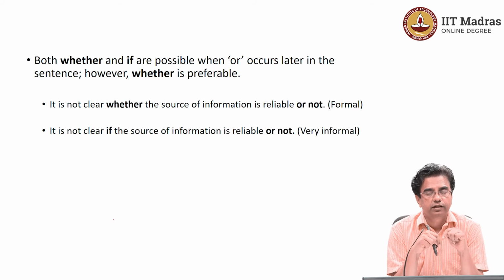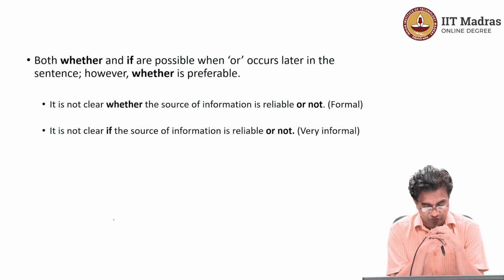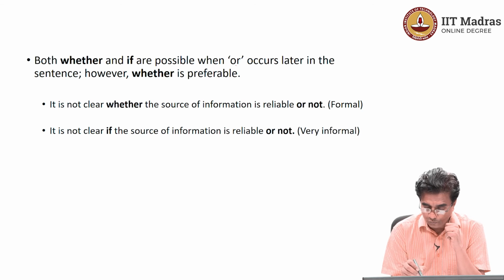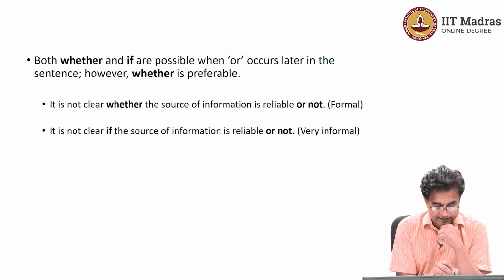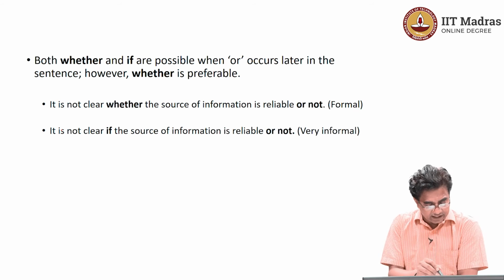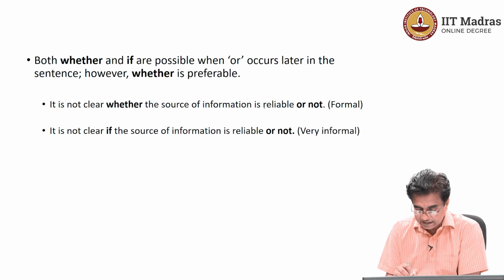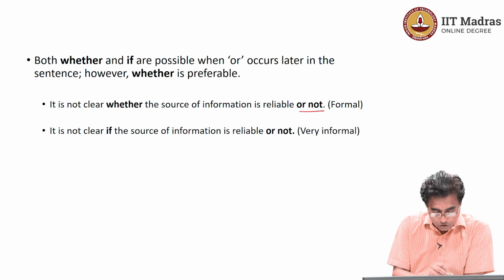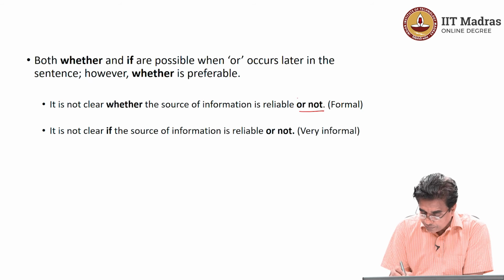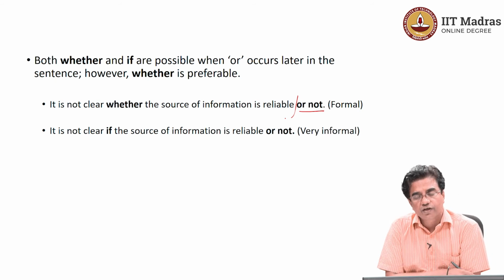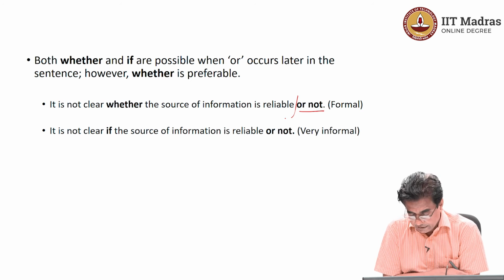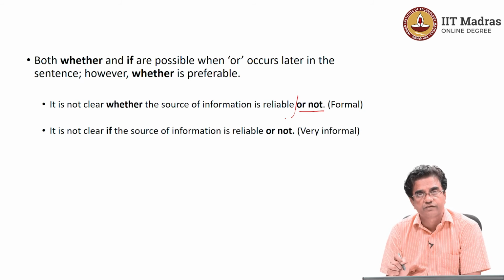However, we do find contexts in which both are possible, when or occurs later in the sentence. Like in this context, it is not clear whether the source of information is reliable or not. We can stop here too. We don't need to say or not, but this is just making it formal and making the sentence complete.